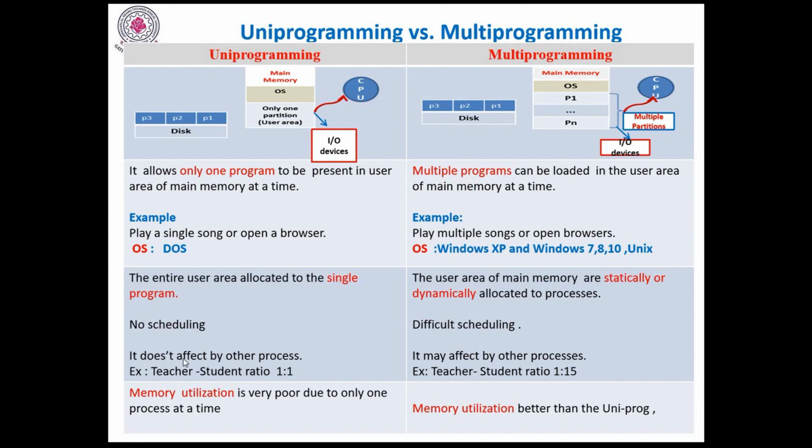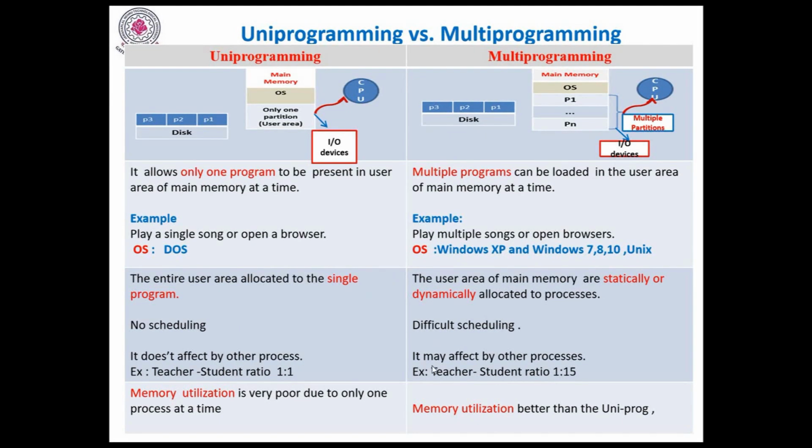In uniprogramming, it is not affected by other processes. When the user area allows only one process, there is no other process, so it is not affected by other processes. Whereas in multiprogramming, it may be affected by other processes. When the user area allows more than one process, there will be a possibility of competition among the processes. Where competition is there, there is the possibility of being affected by others. That means P1 is affected by P2, P2 is affected by P3, and so on, with respect to the number of processes. This is the concept I explained in the race condition and critical section video.